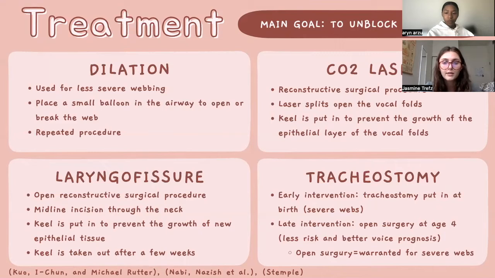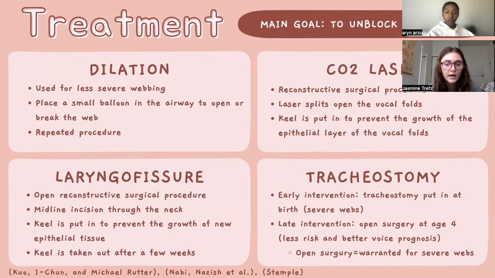Surgeons recommend that these treatments and open procedures to separate the laryngeal web happen when the child is around 4 years old, because the larynx will be larger and more developed, which means that it'll be a less risky surgery, and they'll have better chances of having a better voice quality after surgery. Surgeons may not intervene in treatment until school age if the airway obstruction does not interfere with their safety. This later intervention is usually only recommended for more mild webbing.